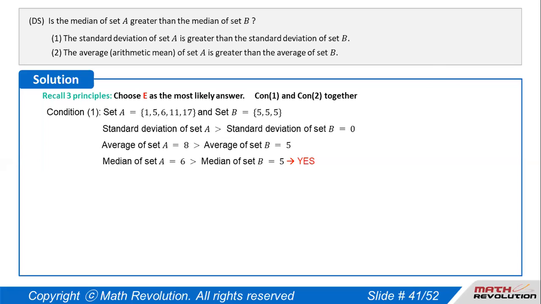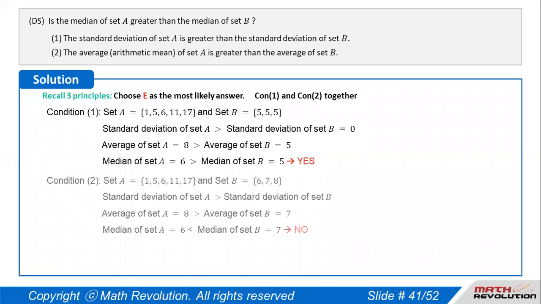If I find the average, because condition 2 says the average of set A is greater than the average of set B, right? So we're dealing with that as well. The average of set A would be 8. And for 5, 5, 5, the average would be 5 and the median would be 5. So is the median of set A greater than the median of set B?